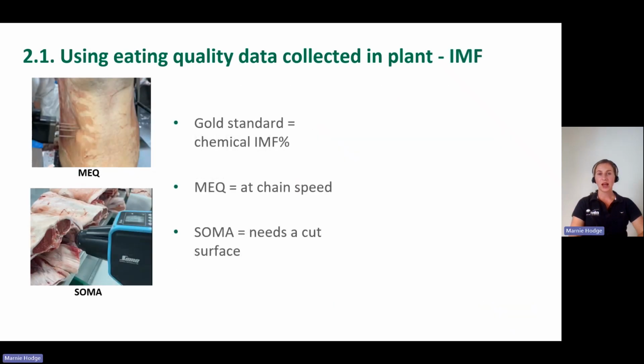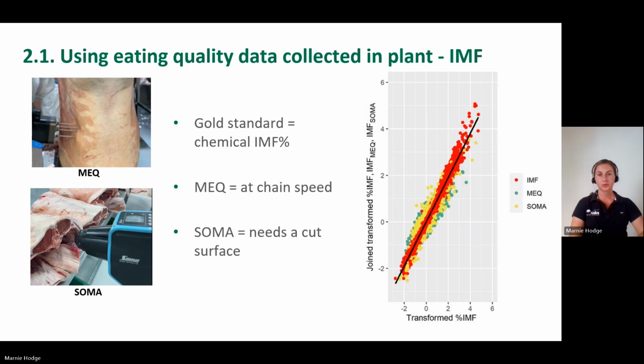So if we focus first on IMF, we know that the gold standard is collection of chemical IMF, and this is done on every research flock animal. But we do know that we can collect IMF through a MEQ probe, which is pictured on the top, and this can be done at chain speed. We can also collect IMF via a SOMA device, which requires a cut surface but can still be collected in plant. Now, if we have a look at this graph here, the x-axis has transformed chemical IMF breeding values, and that's plotted against breeding values using all three data types for IMF. And we can see a really strong genetic correlation here.